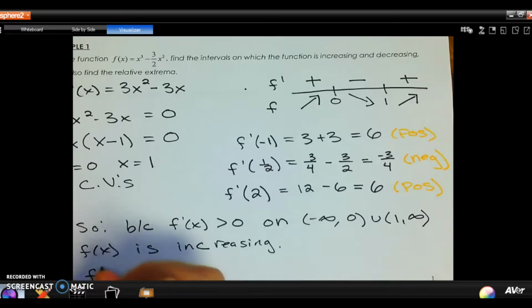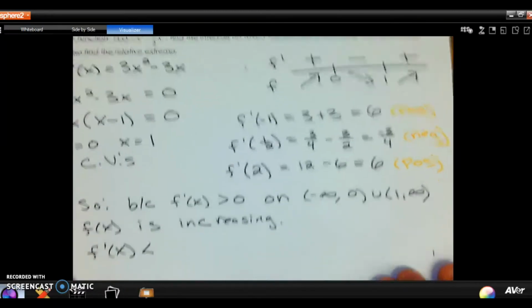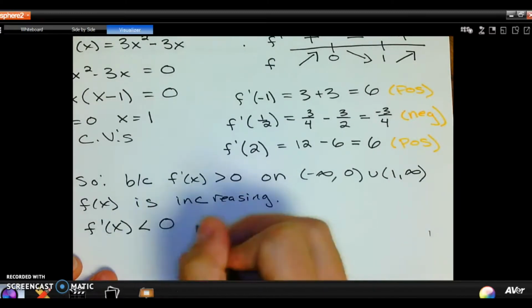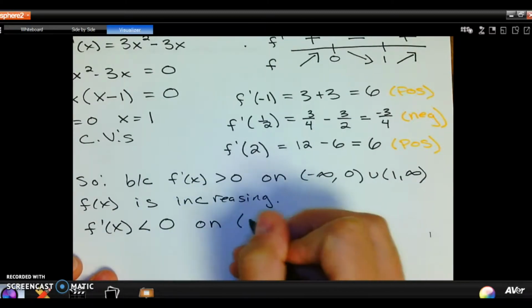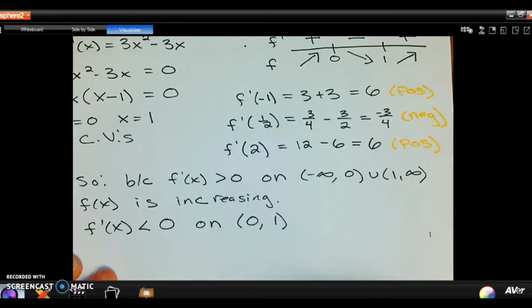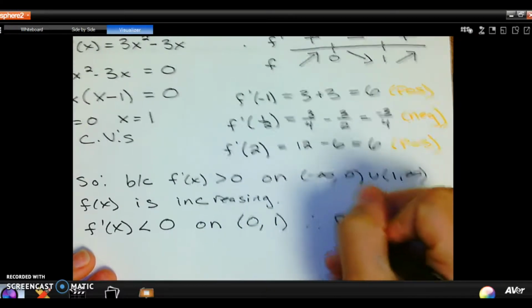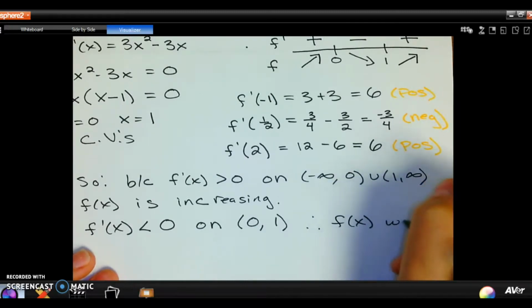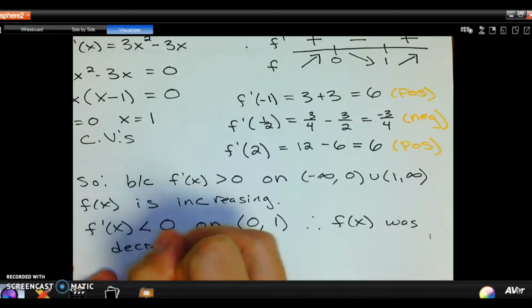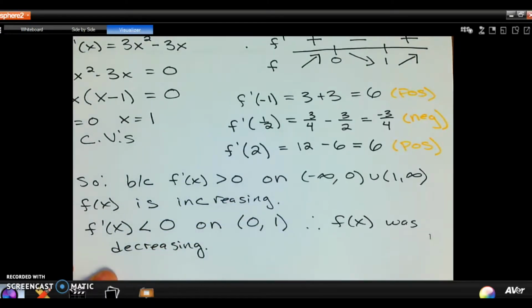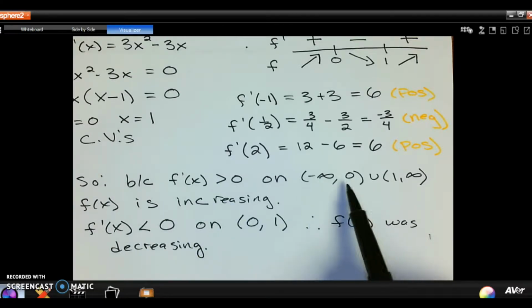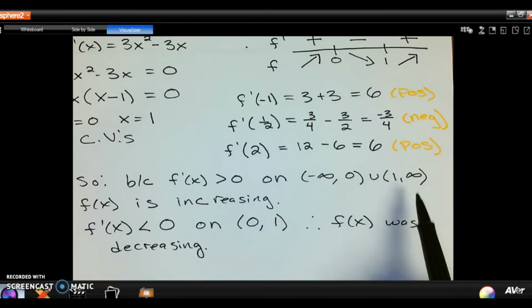And then you could say that the derivative was less than 0. Let me scooch that up. So the derivative was less than 0 on the interval, what was that, just between 0 and 1. Okay? And then you could say, therefore, f of x was decreasing over that interval. So my original function was decreasing on the interval 0 to 1 because the derivative was negative. My original f of x is increasing from negative infinity to 0, and 1 to infinity, because the derivative was positive there.